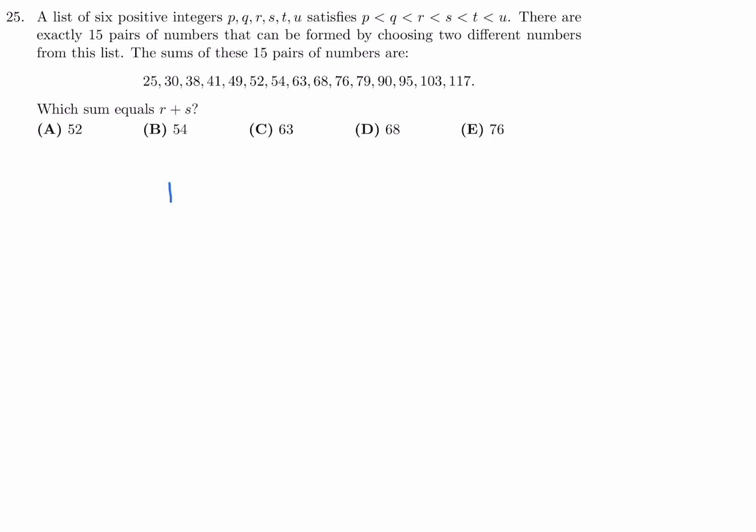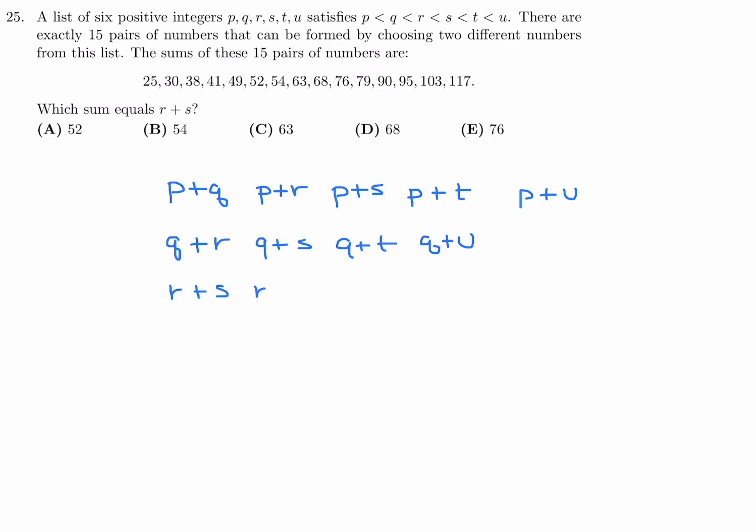Well, our 15 pairs, we can write them out pretty quickly. P plus q, P plus R, P plus S, P plus T, and P plus U. And then Q plus P does not need to be written out because that's only counted once. So we just have to write unique pairs. Q plus R, Q plus S, Q plus T, and Q plus U. And you keep going like this. There's only a few left. R plus S, R plus T, R plus U.